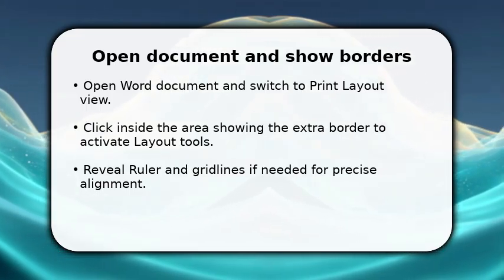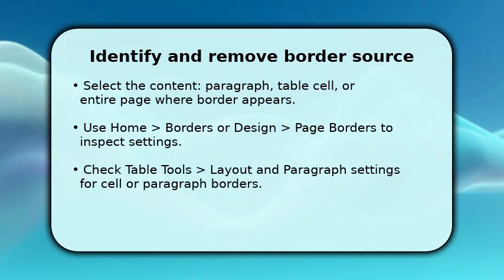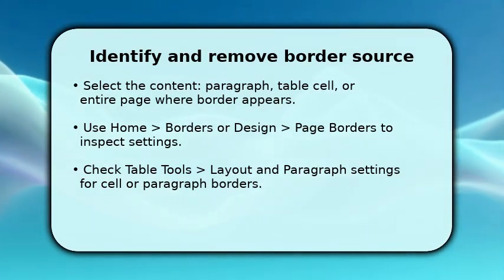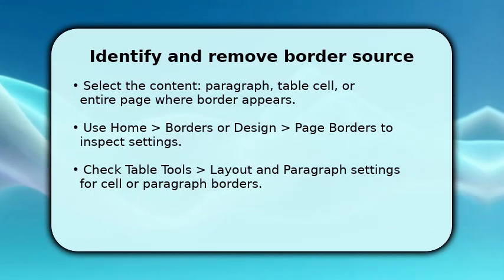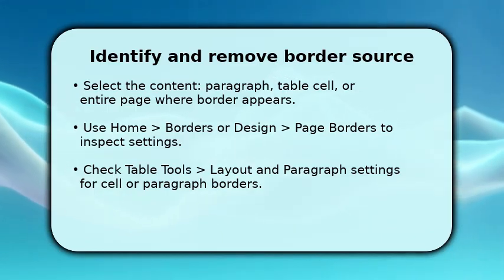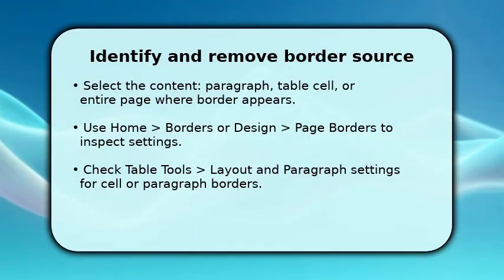Now identify whether the line is a paragraph border, table cell border, or a page border. Select the paragraph or table cell, then use Home Borders to choose No Border. If it's a page border, go to Design Page Borders and set None.